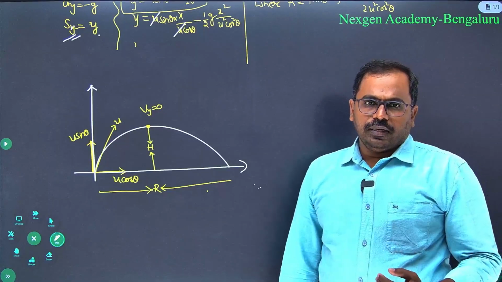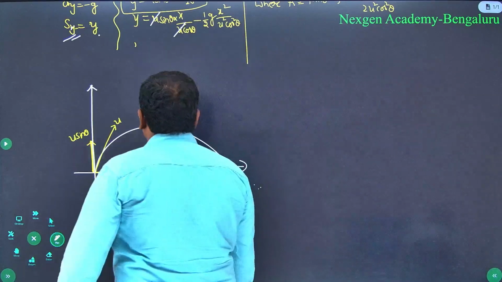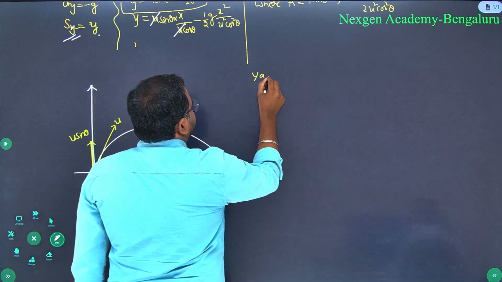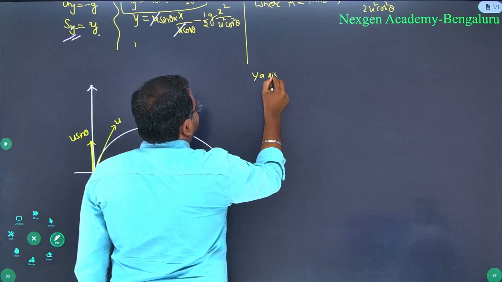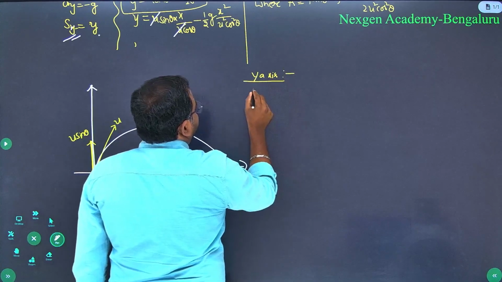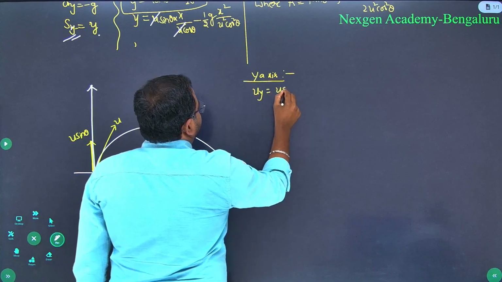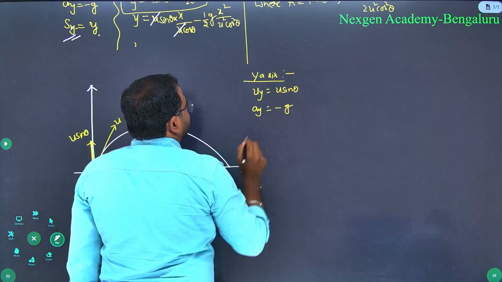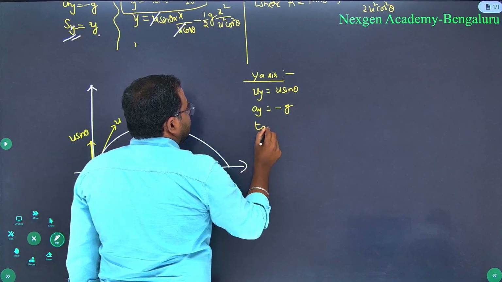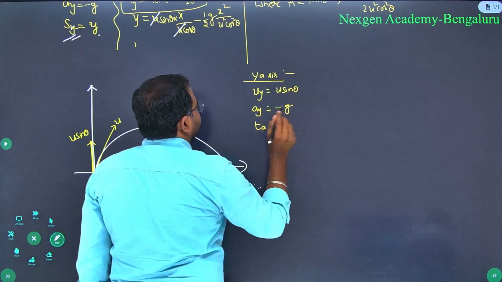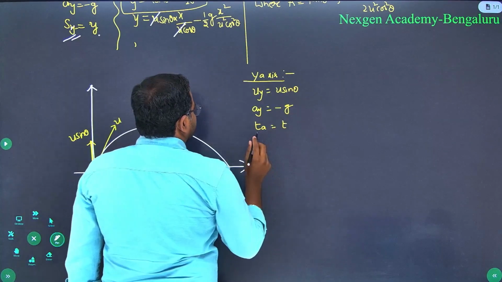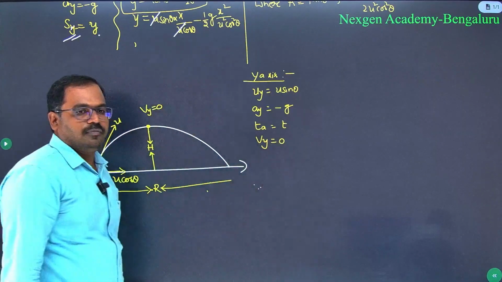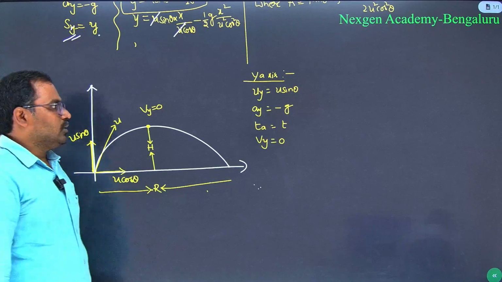So one by one we will derive the quantities. Now listen, as we have the data along the y-axis. What's the data we have? uy = u sin θ, ay = −g, and the time taken is the time of ascent, ta, and here the vertical component of velocity is 0. So how do we relate all these quantities?